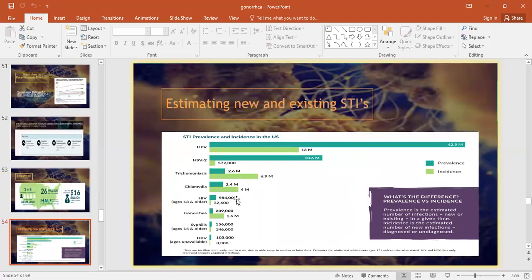This graph shows the incidence and the prevalence of the different STIs, in which the prevalence of gonorrhea is 209,000 and 1.6 million incident cases.